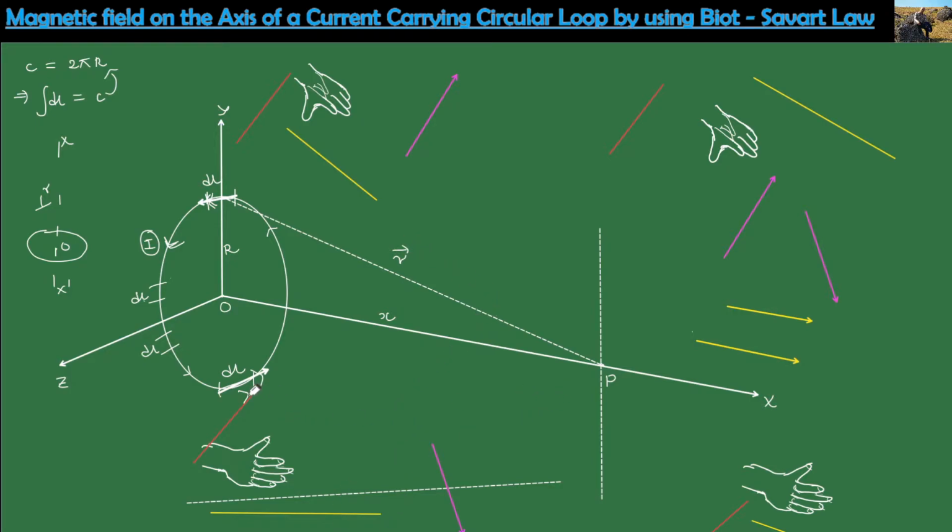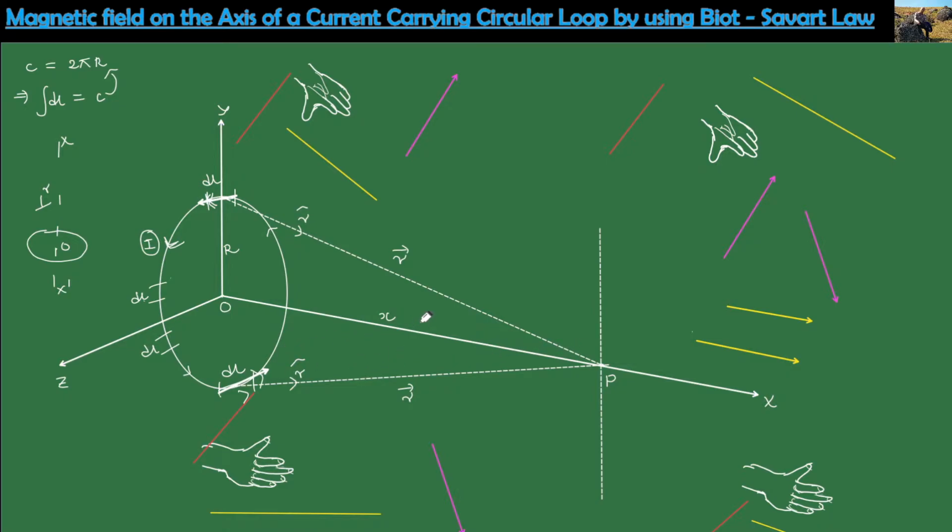And there will also be a current element at the bottom of that circular coil. I will consider this as our radius vector as well. This will be the radius vector from this IDL up to point P. This will be our R bar, and the direction will be in this direction. This will be your R cap vector, and over here also this will be your R cap vector, the direction from the current element up to the point P.